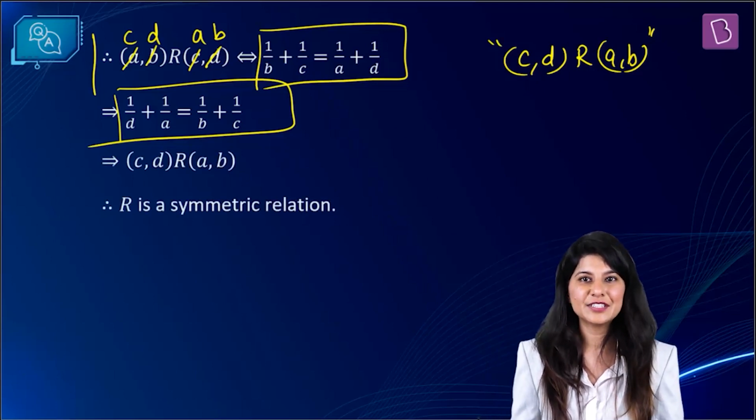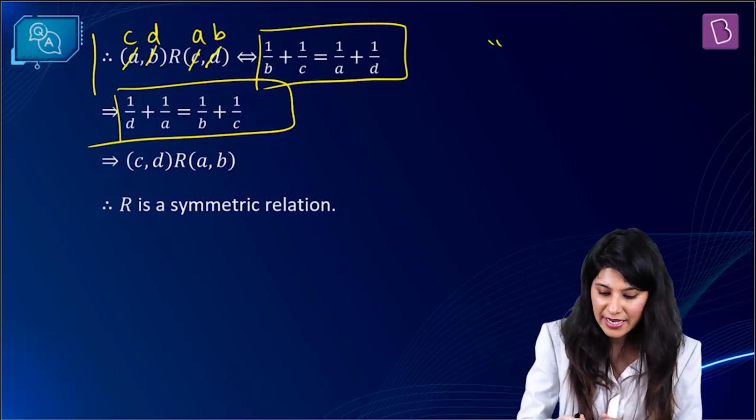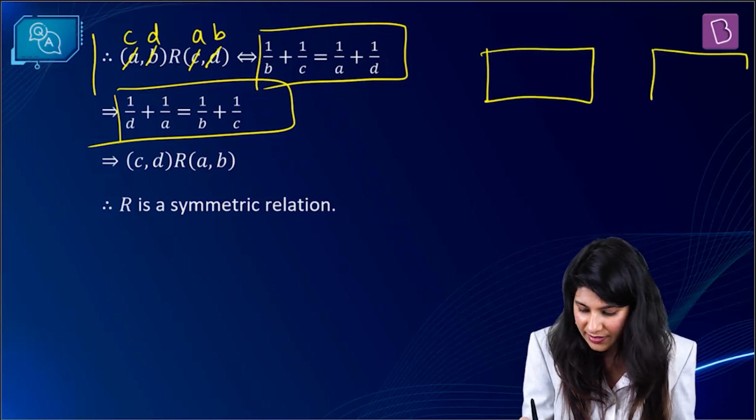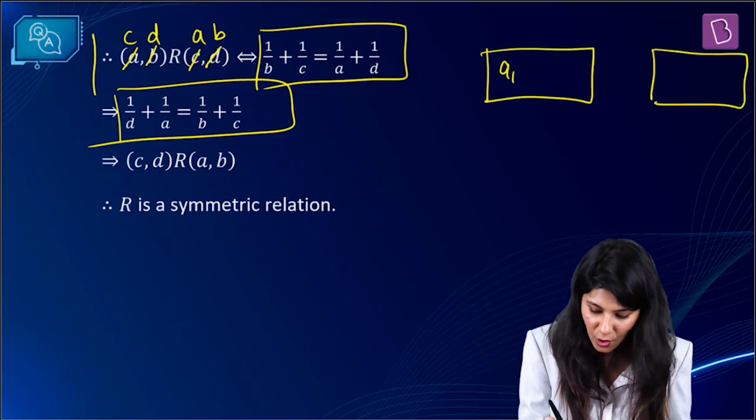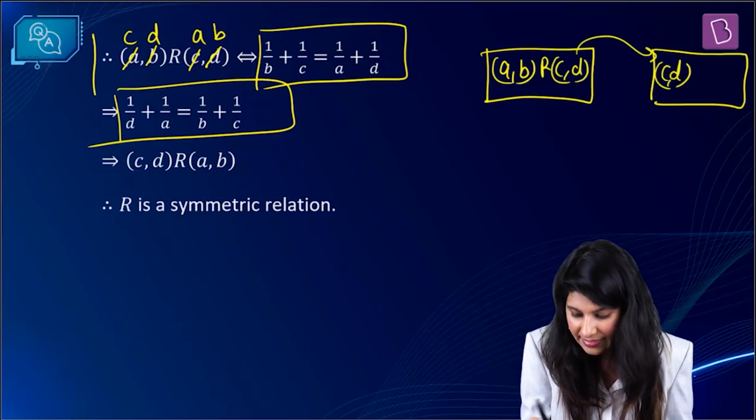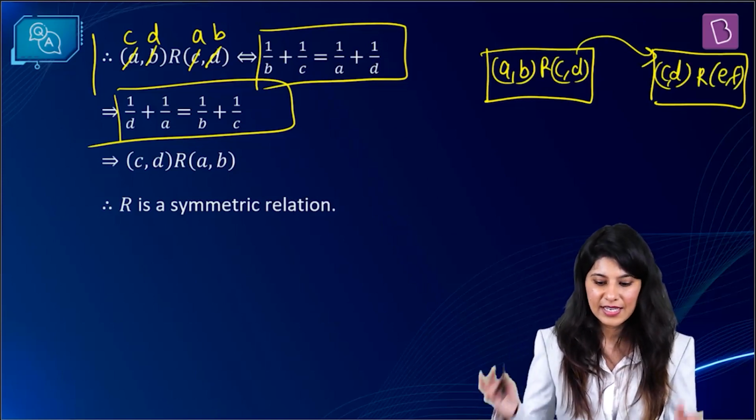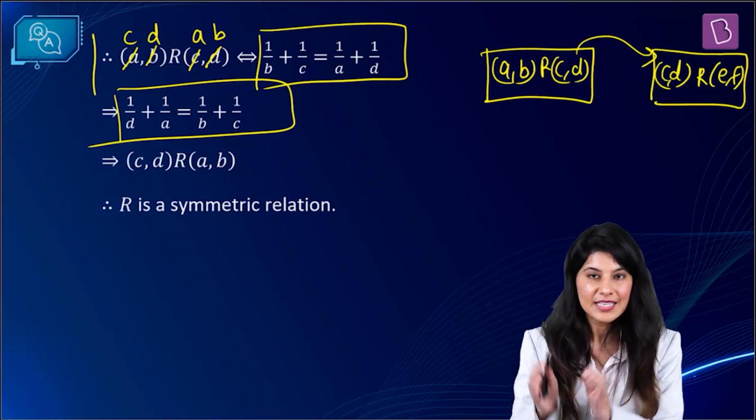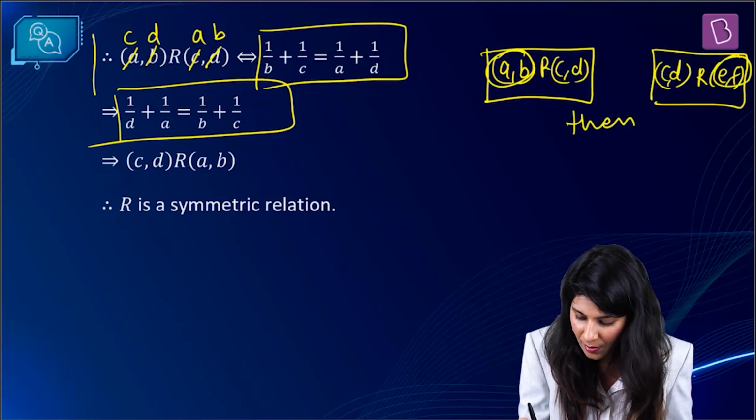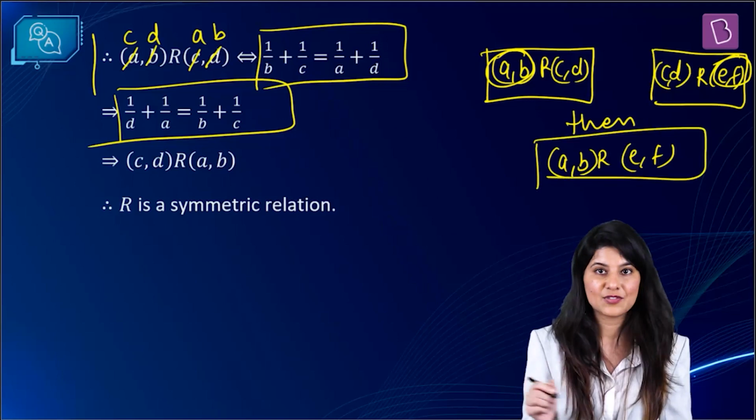Alright, in a similar manner, we'll talk about the transitive relation. Let's understand when we call this relation a transitive one. We need to assume two things. Let (A, B) and (C, D) be related, and (C, D) is in relation with another third ordered pair (E, F). If this is true, then we need to check whether (A, B) and (E, F) are related or not. If yes, then it is transitive, otherwise not.